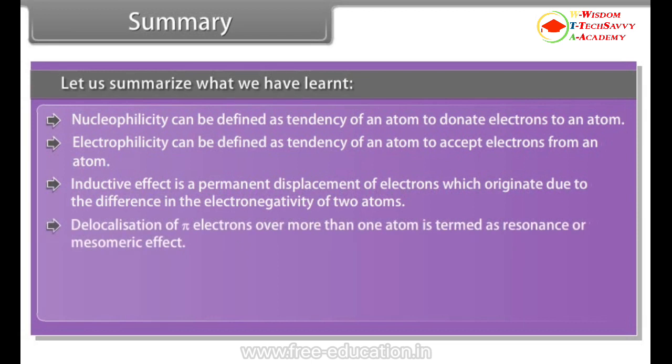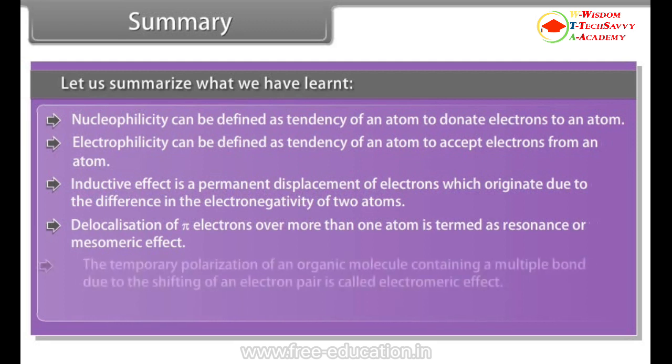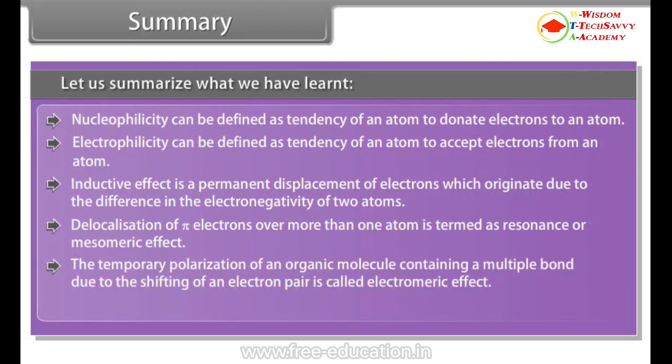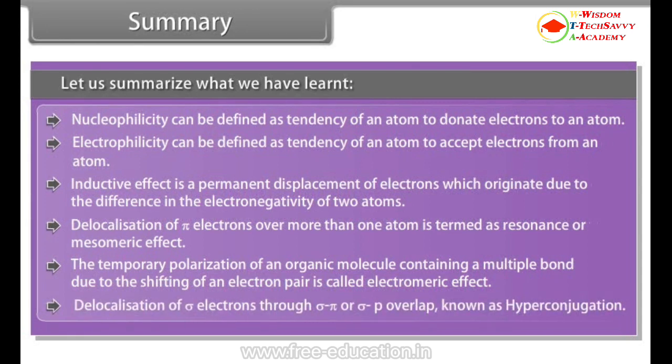Delocalization of pi electrons over more than one atom is termed as resonance or mesomeric effect. The temporary polarization of an organic molecule containing a multiple bond due to the shifting of an electron pair is called electromeric effect. Delocalization of sigma electrons through sigma-pi or sigma-p overlap is known as hyperconjugation.